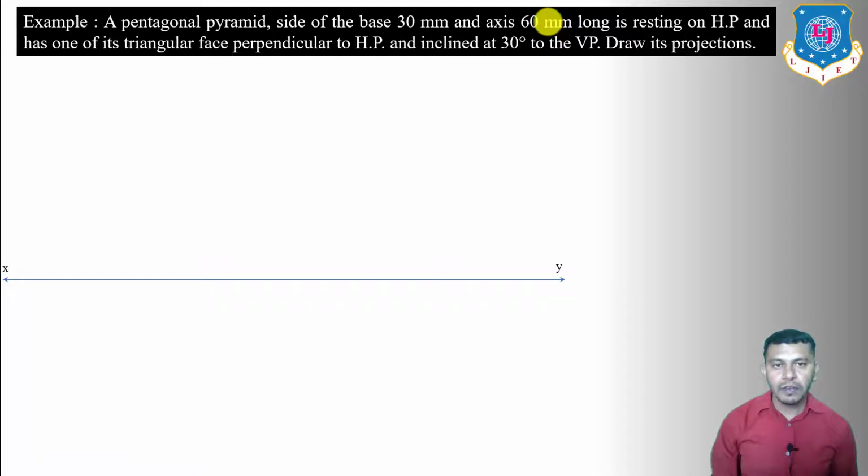So we will start with drawing the plan of the pentagonal pyramid in the first stage. As you know, the plan will be the true shape of the base. So first of all we will draw the base, and the base will give us a true shape and it will be a pentagon. So draw the pentagon having side length 30 mm. Let us say A, B, C, D, E. So this will be the top view of the base and it will be a true shape, a pentagon. Now we have to draw the slant edges.